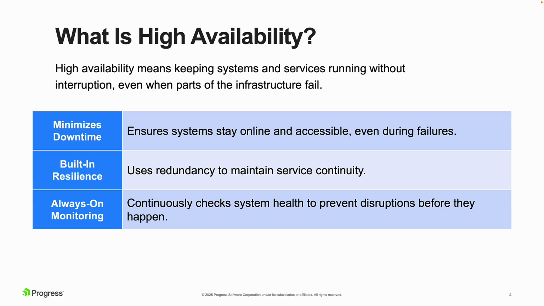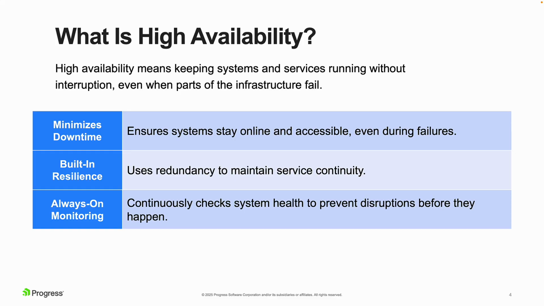What is high availability? High availability refers to the ability of a system or service to remain operational and accessible even in the face of hardware failures, network issues, or unexpected spikes in demand. Unlike traditional failover, which reacts to downtime, high availability is proactive, built into the architecture from the ground up. It's mainly about redundancy, resilience, and real-time responsiveness.